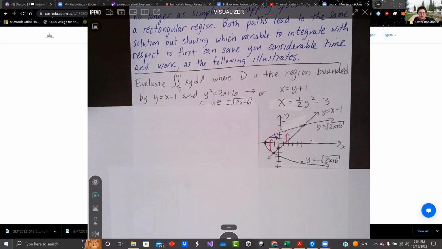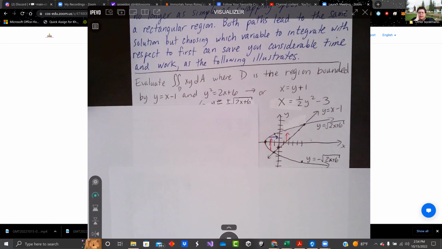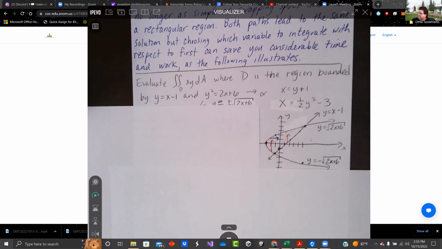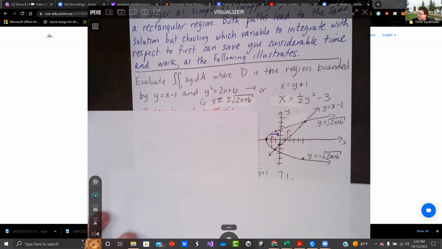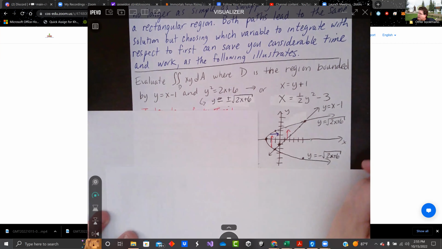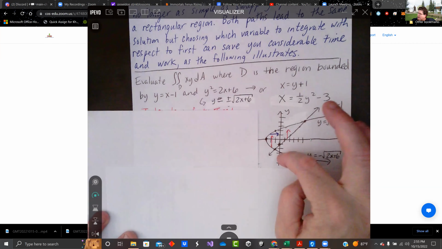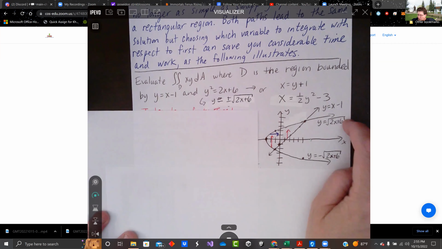We're going to evaluate the function x times y, and the region we're bounding it by is y equals x minus 1 and y squared equals 2x plus 6. I drew out what they both look like. We've got y equals x minus 1 here. If I list this y as it should be, we've got the positive square root of 2x plus 6 on the top half, and the negative square root of 2x plus 6 on the bottom half.